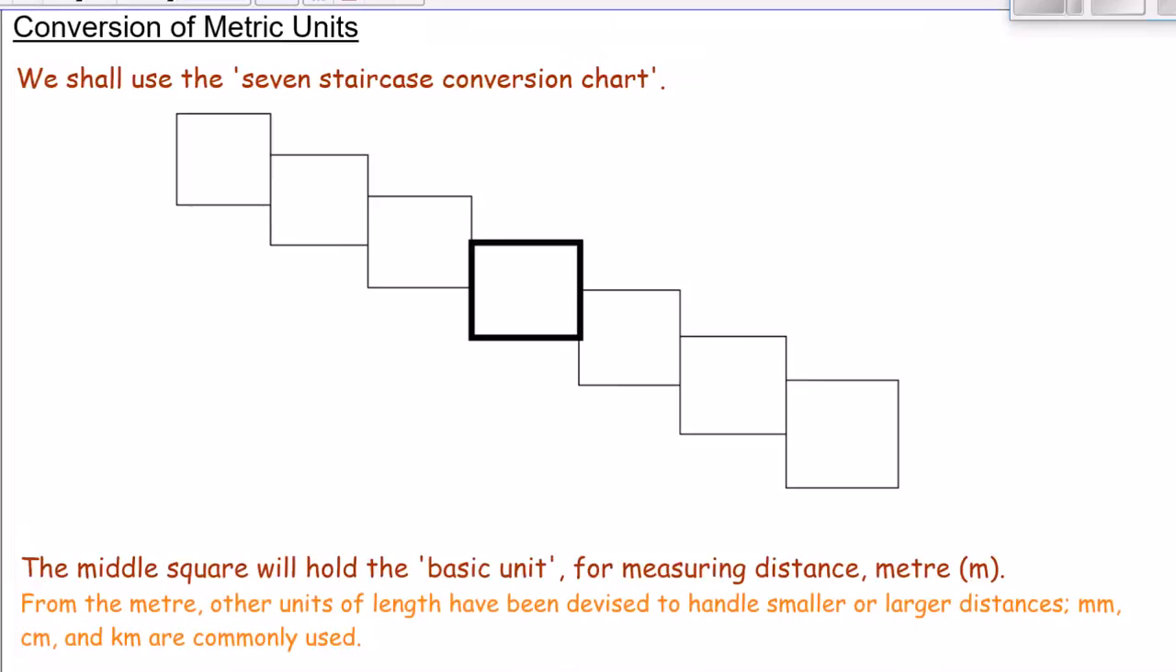In this video, I'm going to look at conversion of metric units. Now, we shall use the 7-staircase conversion chart. This is just a method for converting metric units. Now, the middle square of this chart will hold the basic unit, and the basic unit for measuring distance is a meter, which means I'll have meter there.